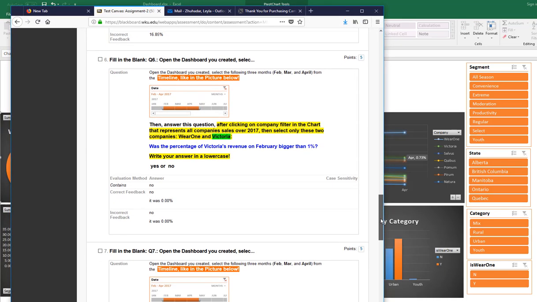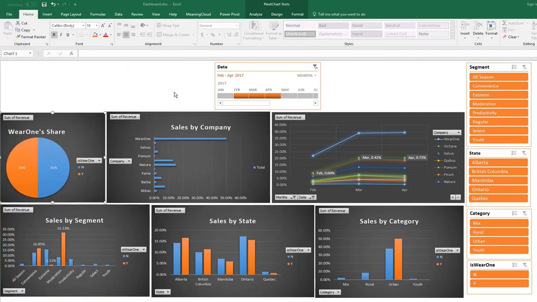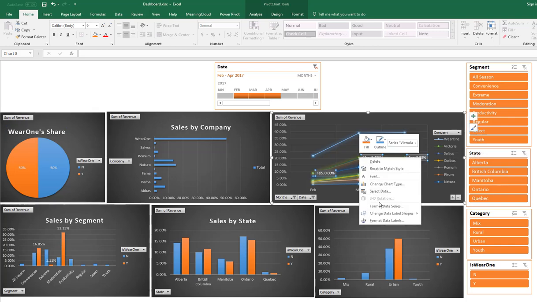Question number 6: the percentage of Victoria's revenues compared to everyone else during those 3 months, or specifically during February, was it bigger than 1%? So let's go back here. When we talk about specific months, you will look at the timeline span. This is the one. What I did, I just clicked on Victoria, which is the green in my case, and I right clicked and said from here add a label. So let me unselect it for the time being so you will know what I did.